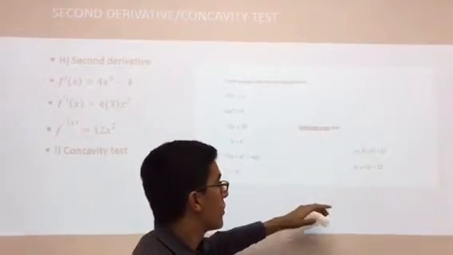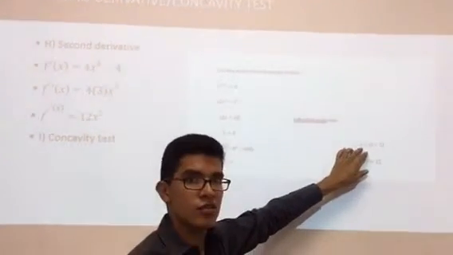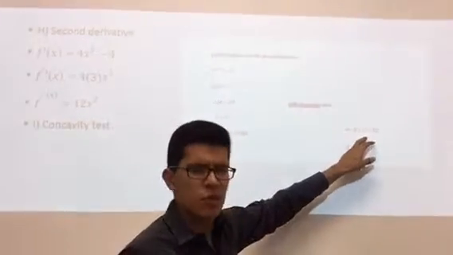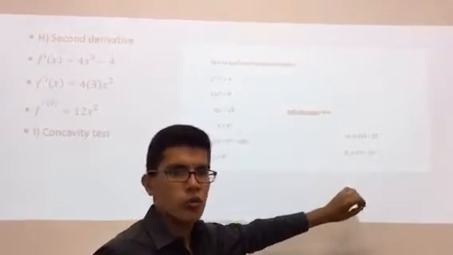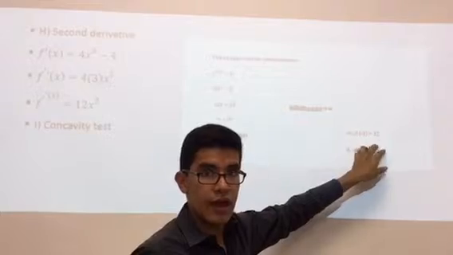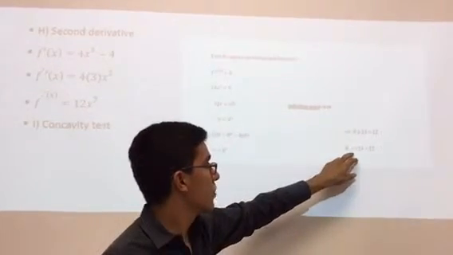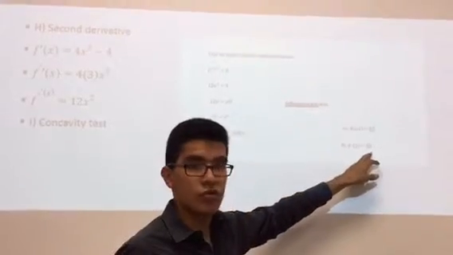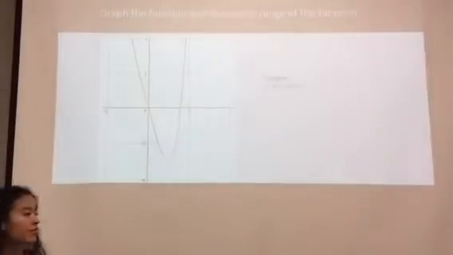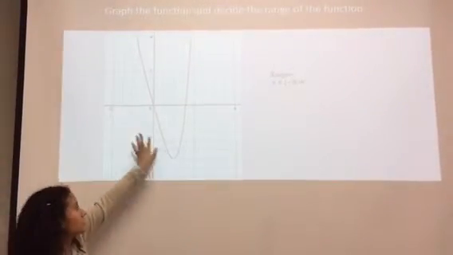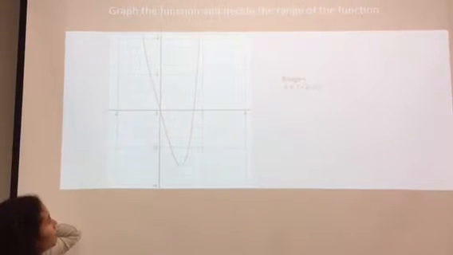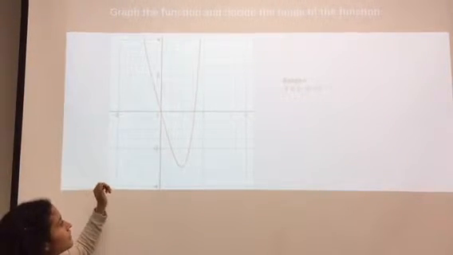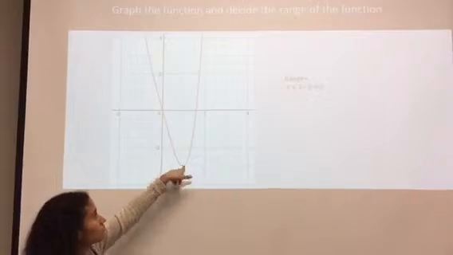With this, we demonstrate that from minus infinity to 0, a number like minus 1 will give 12, and from 0 to infinity, a number like 1 will also give 12, so it will be a line. We have to graph our function, and we can see that it's the graph right here. For the range, we can see that it goes from minus 3 to infinity.